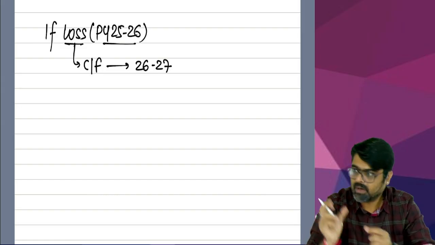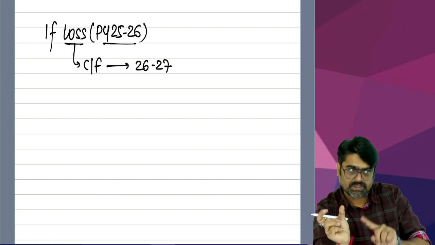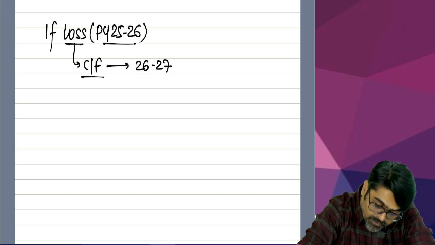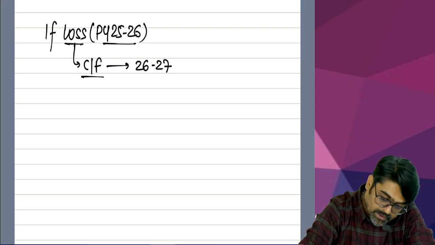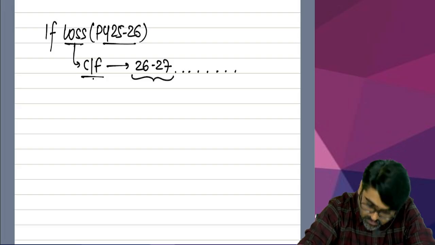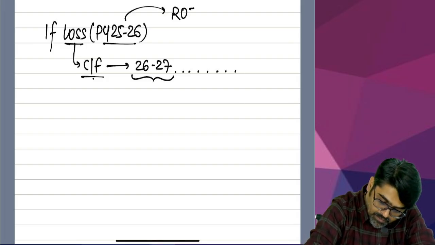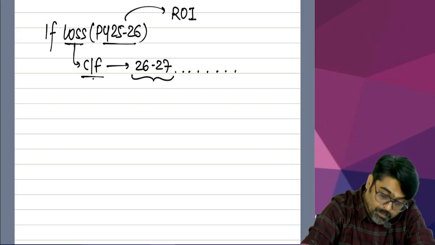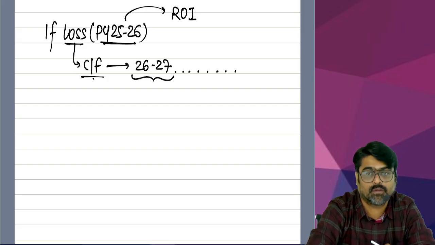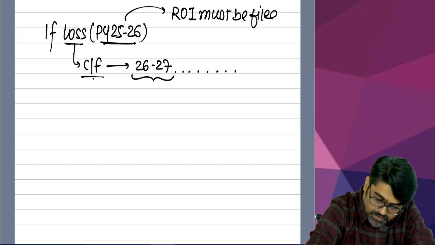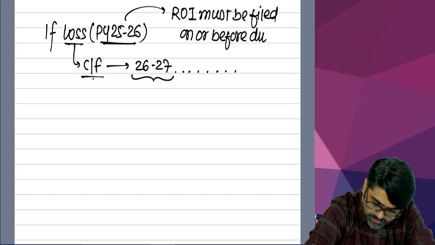First time, because the loss was calculated in 25-26, so first time carry forward will happen in which year? 26-27. So if you want to carry forward your losses, then remember the carry forward to the subsequent years and ahead will be allowed only if the ROI, return of income, of the previous year to which the loss relates, that return of income is filed on or before what? Due date.